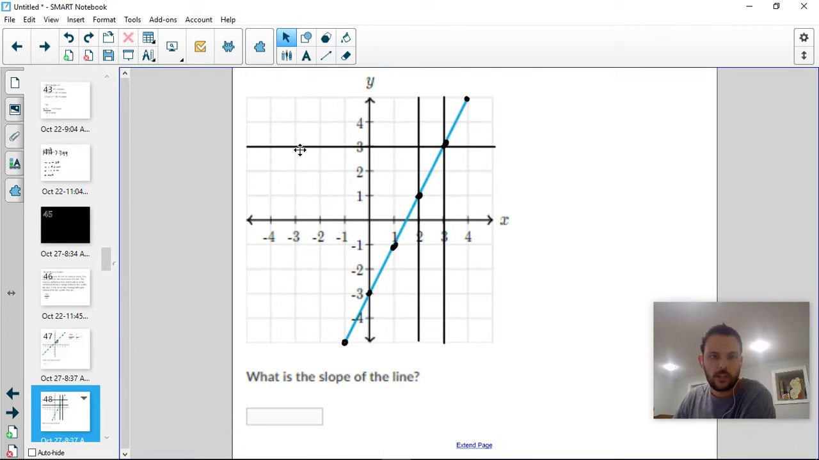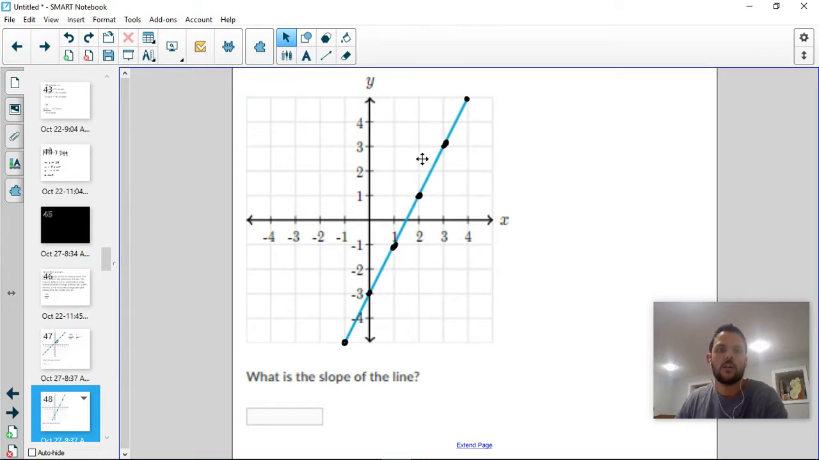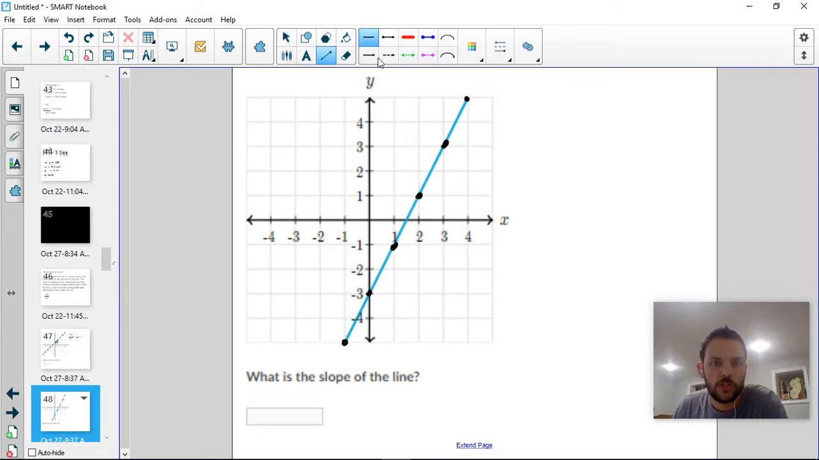Let me take off some of these lines, simplify this graph a little bit for us. Now let's draw in a triangle here. I'll use these two. So now let's find our rise.